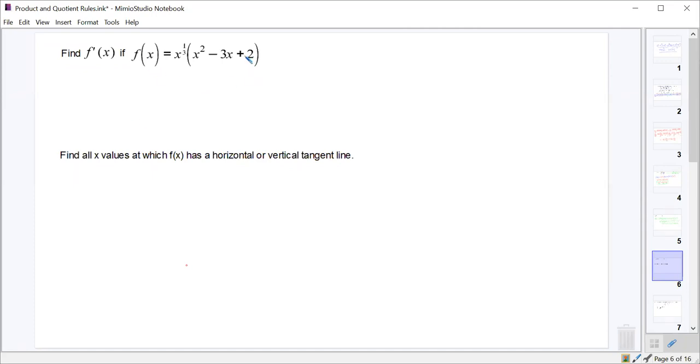So see if you can get the derivative. I'll give you two or 3 minutes. You don't need to simplify it down. Don't distribute everything out. So just use the product rule, and then we'll deal with it from there. So I'll just give you a minute or two for that.